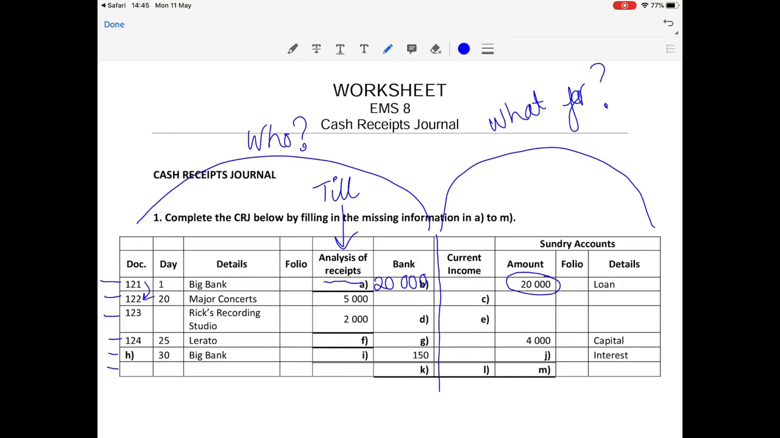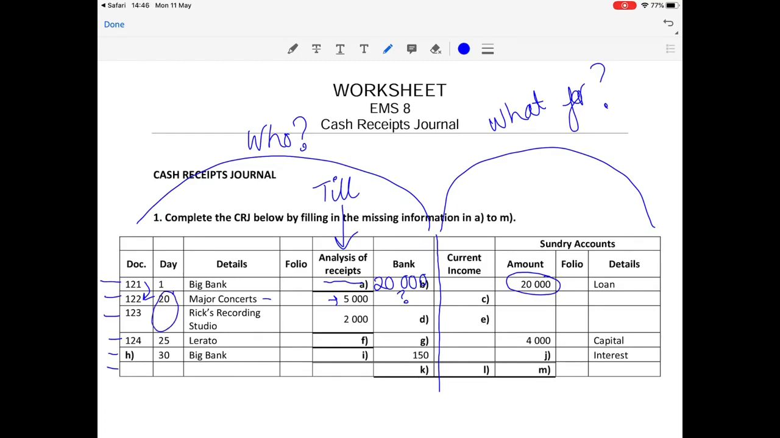Now moving on to the next transaction, the source document follows on chronologically from the previous one, so it is number 122. This was on the 20th of the month. We received money from Major Concerts. How much did we receive? We received 5,000 Rand. Now the fact that it is in our analysis of receipts column tells us that it must have gone through our till. It must have been some kind of cash or a check that we stored in the till. Why have we not put that 5,000 Rand here in the bank column?